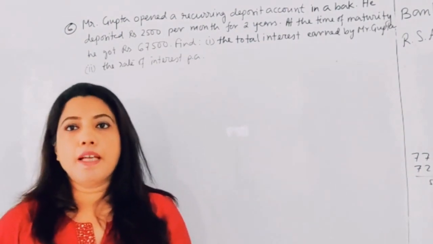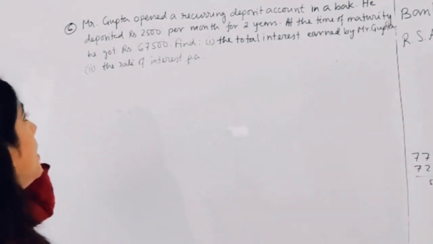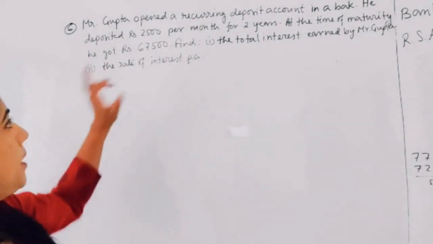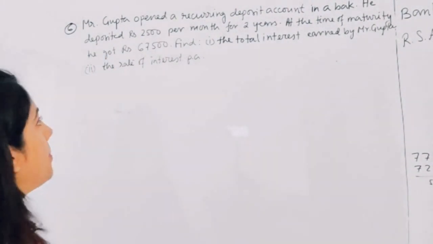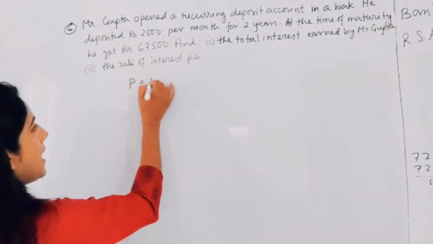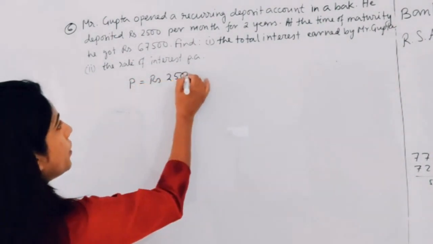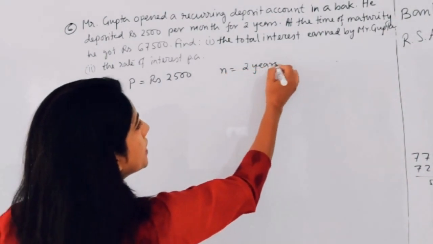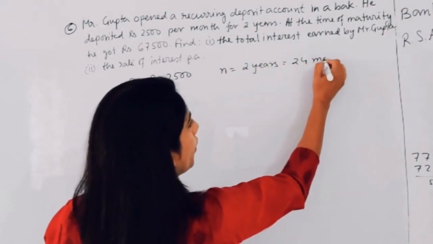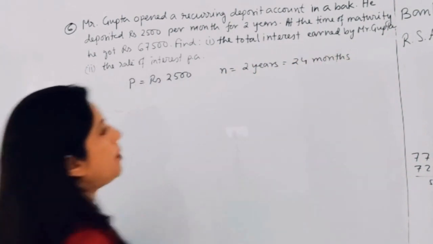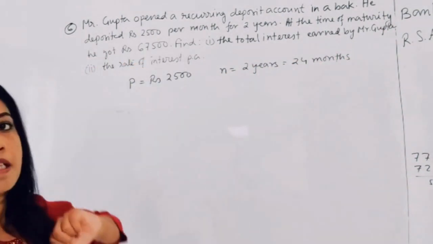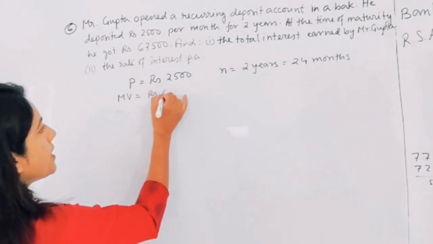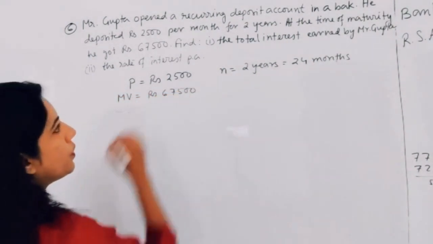So let us proceed to the next sum. Question number 6. Mr. Gupta opened a recurring deposit account in a bank. He deposited rupees 2500 per month. So let us take P as rupees 2500 for 2 years. N would be 2 years, that is 24 months. At the time of maturity, he got rupees 67500. So this is the maturity value, rupees 67500.